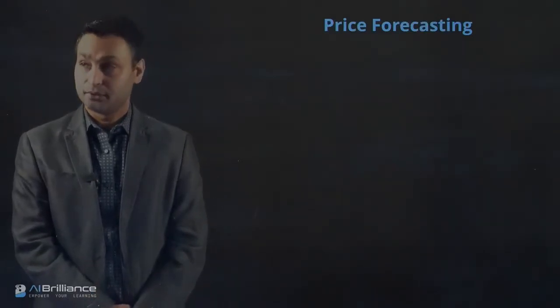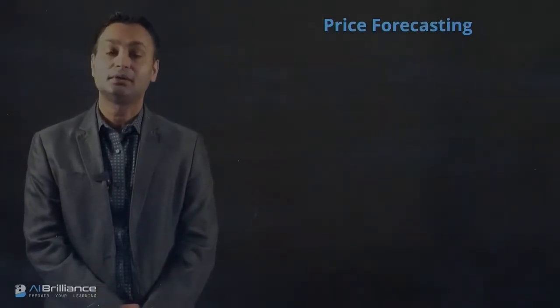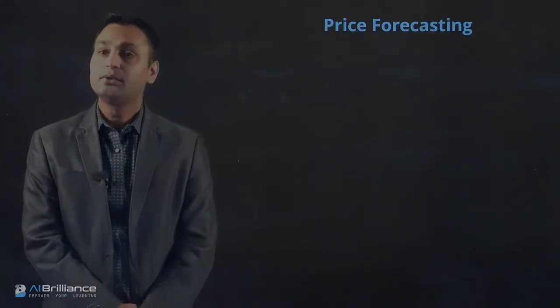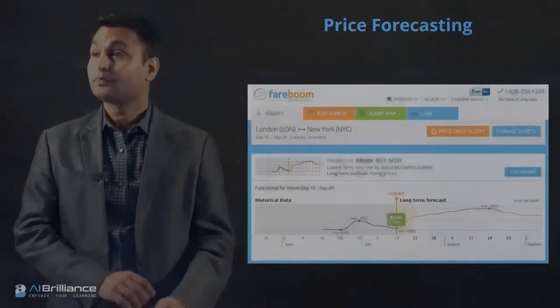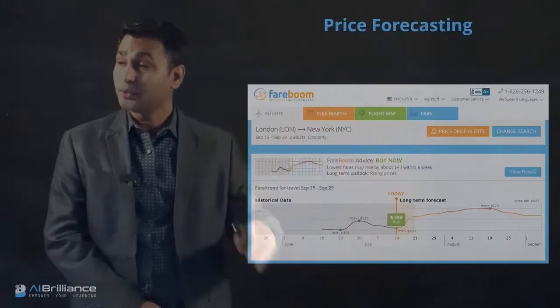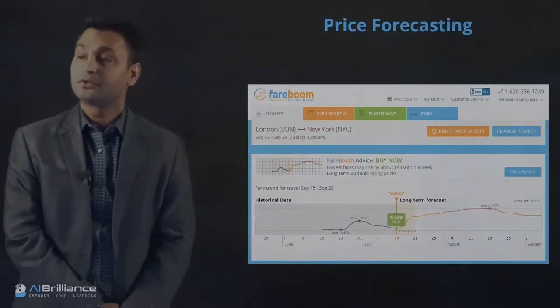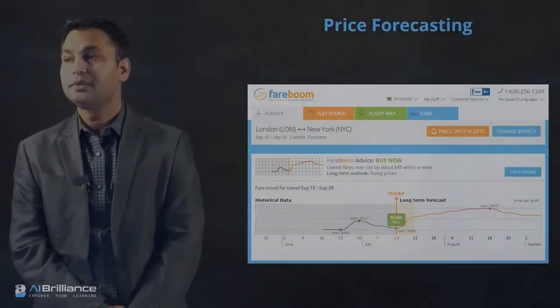In the business use case, what are the apps and what are the different things that people have built using a price forecasting algorithm? So again, here is a website which is known as Fairboom. Fairboom is essentially a website.